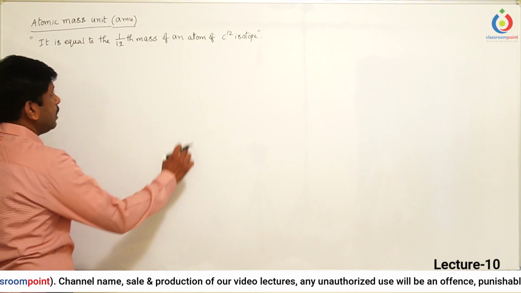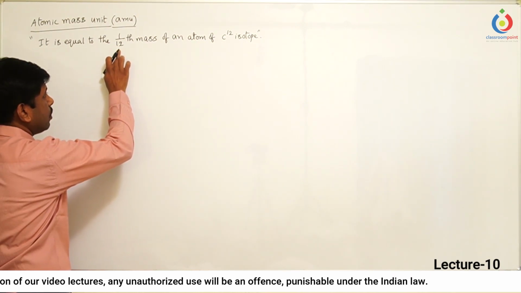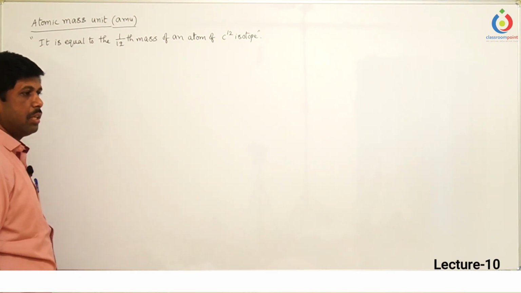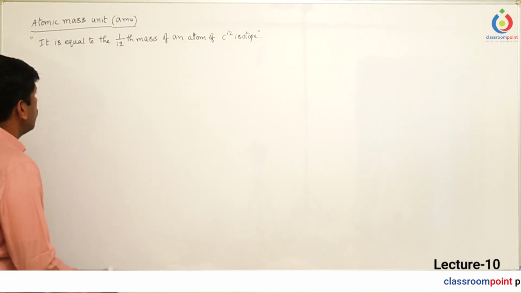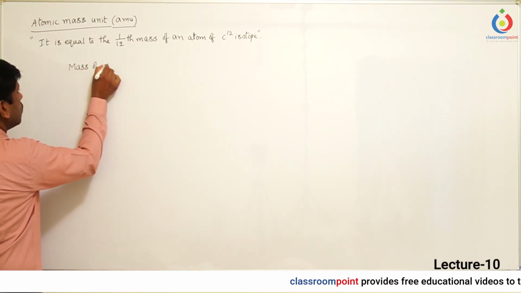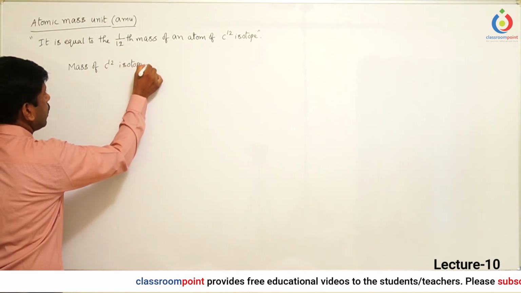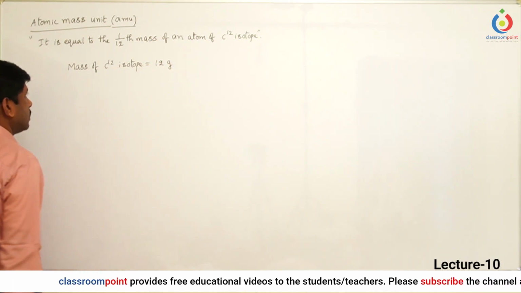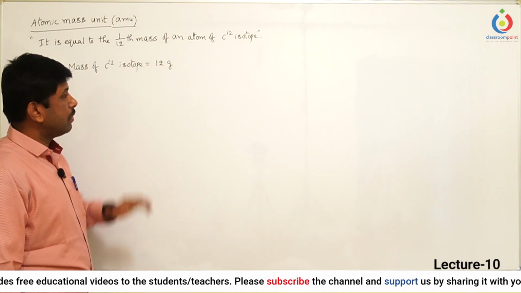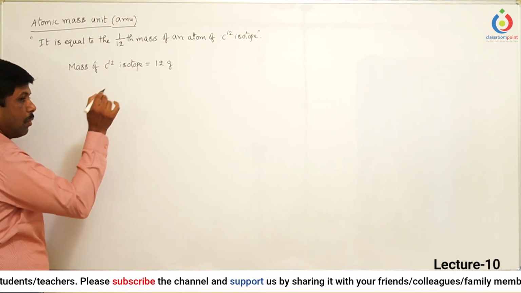So let us try to see an atom of C12 isotope. First of all, an atom of C12 isotope mass means one single C12 isotope mass. Actually the mass of C12 isotope is equal to 12 grams. This 12 grams is not the mass of a single atom of the C12 isotope. 12 grams means it is the mass of 1 mole.